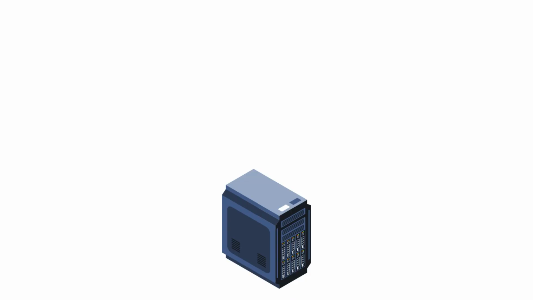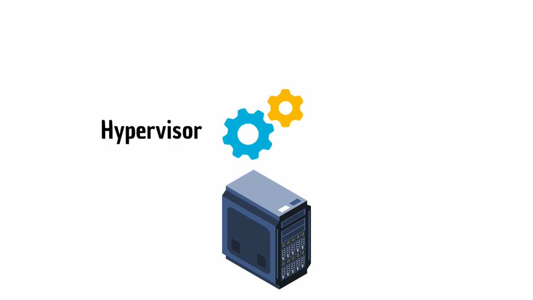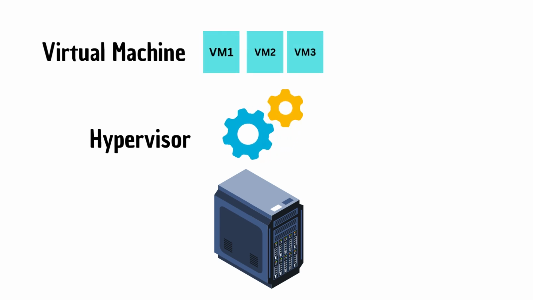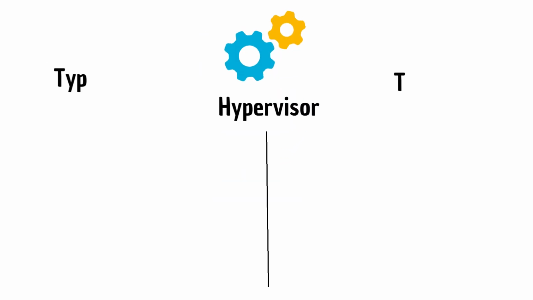To do virtualization, you need a hypervisor. A hypervisor is a piece of software that allows you to run multiple virtual machines on a single physical machine. There are two types of hypervisors, Type 1 and Type 2.